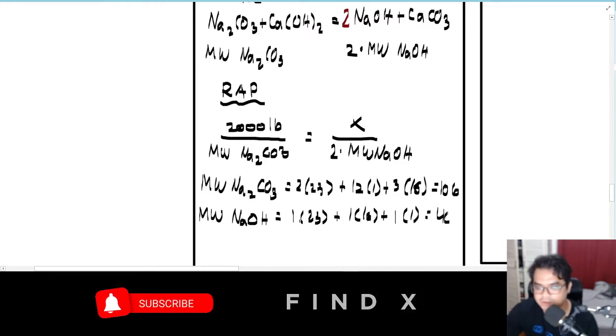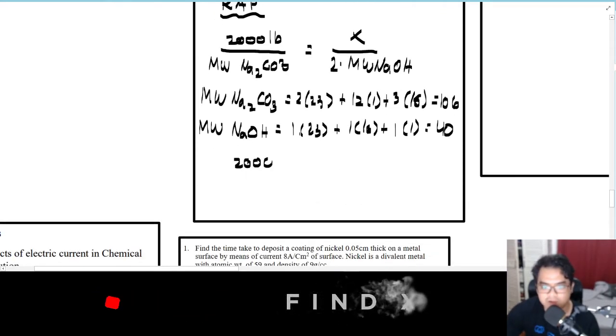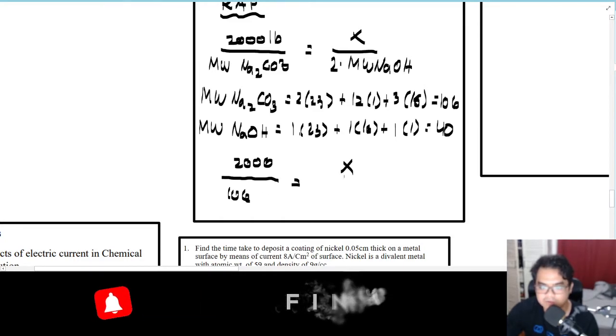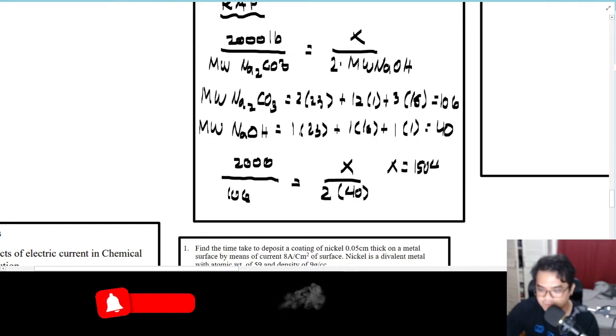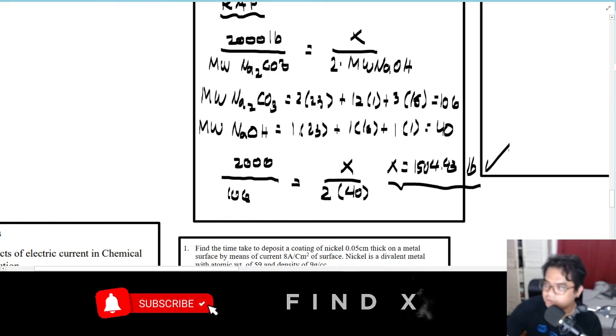This is 40. Those are grams per mole. Okay, so setting up again, you just have your 2000 over the molecular weight of sodium carbonate, which is 106, equal to x. Don't forget that this is 2 times 40. Therefore, x is equal to 1504.43 pounds. Okay, so this will be your answer.